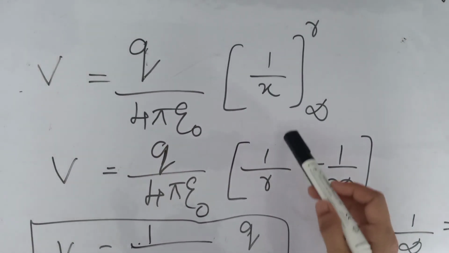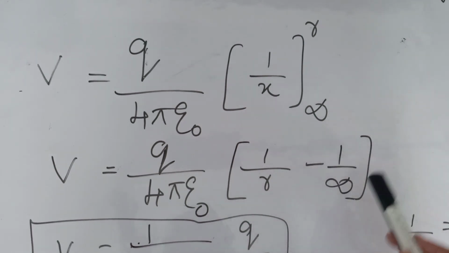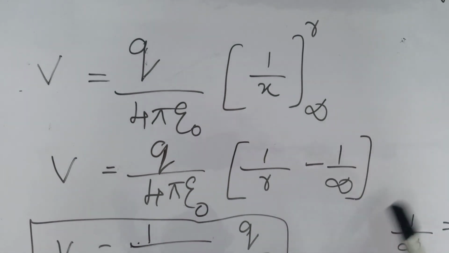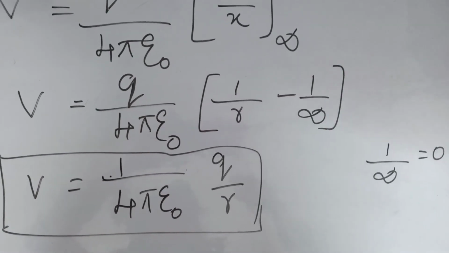Then limit only we have to apply here. Then what we will get? 1 by R minus 1 by infinity, that is upper limit minus lower limit. Then here what is the value of 1 by infinity? 1 by infinity എത്രയാണ്? That is 0, right? So how we can write? 1 by infinity 0 ആണ്.